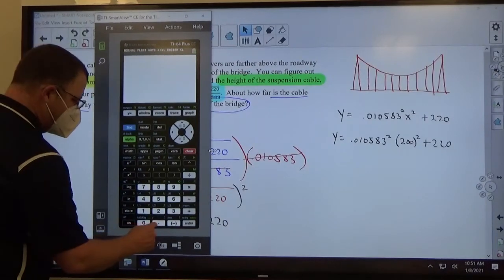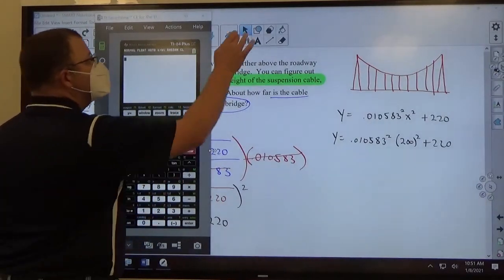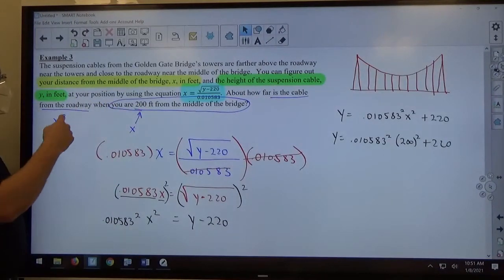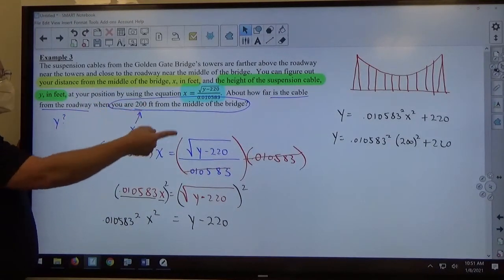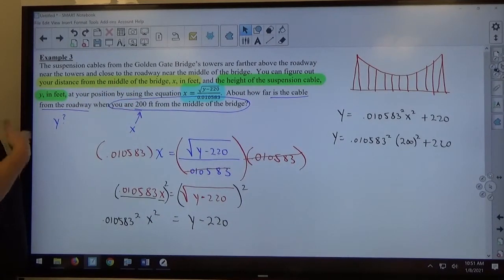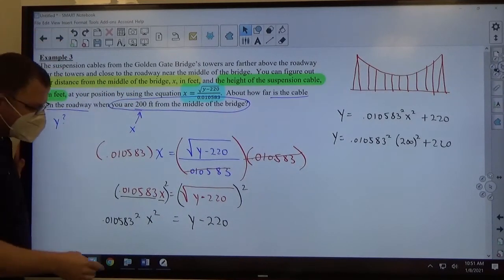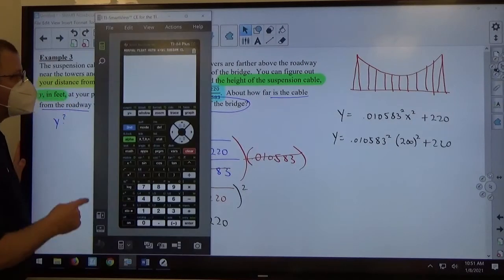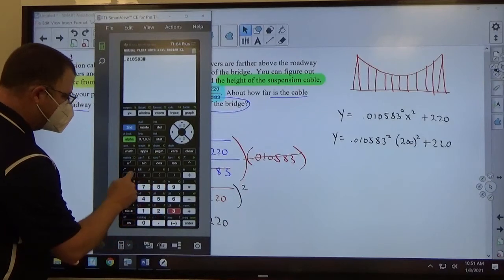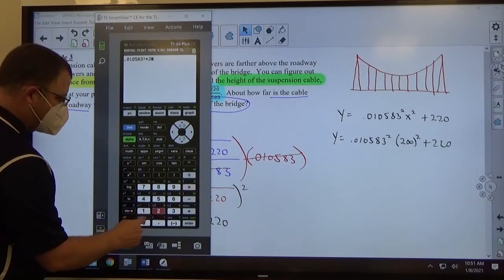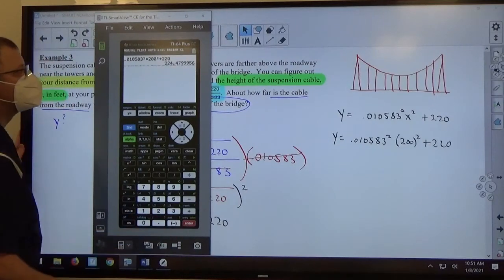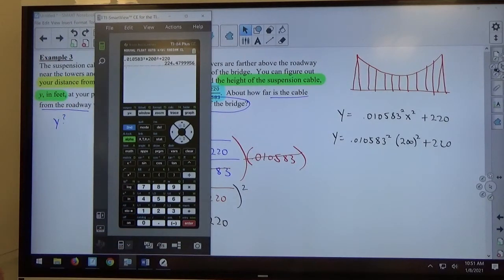So, Mr. Klein, yes, where'd you get 200 from again? Right there. Oh, okay. So again, it says we're 200 feet from the middle of the bridge. X is the distance from the middle of the bridge, so they're telling us what X is. They're asking us to find the height of the cable, or how high above the road we are. So they're asking us to find Y. So 0.010583 squared times 200 squared plus 220 equals 224.48 feet.